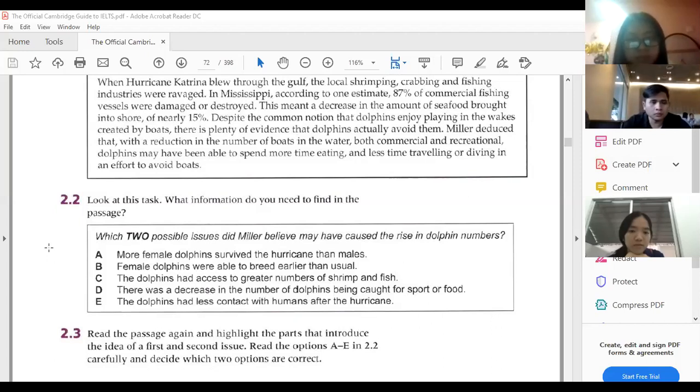Okay, D: there was a decrease in the number of dolphins being caught for food or sport. Can that also be the answer? Still no. Last one: the dolphins had less contact with humans after the hurricane. Now, one more answer, please. We know B is the answer from the second paragraph. So we have the final paragraph left, the third one, and we need to search for one more answer as well.